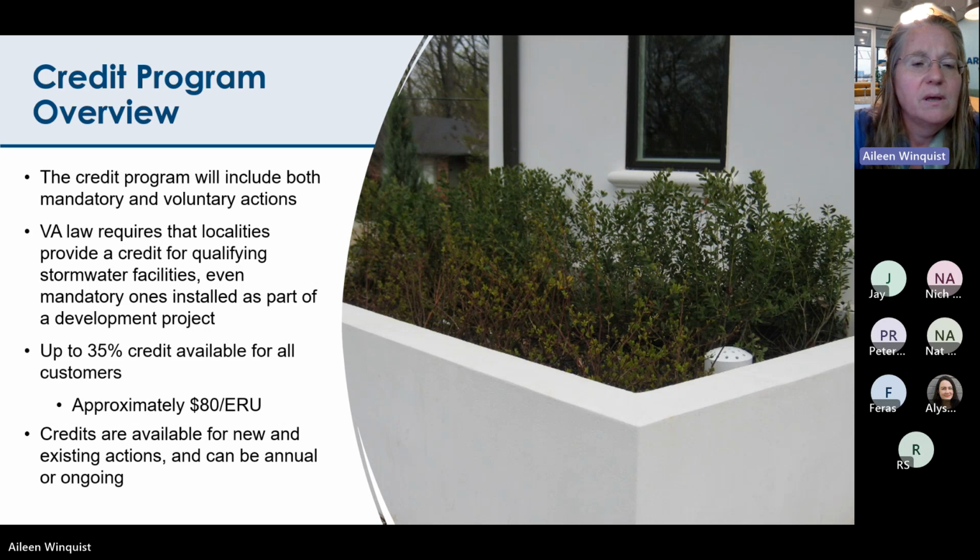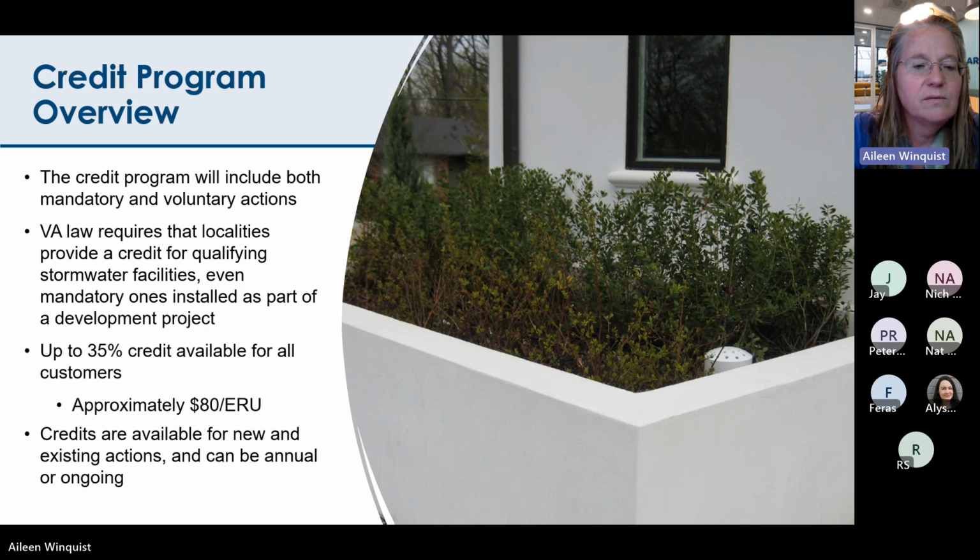So the credit program includes both mandatory and voluntary actions. So through Virginia law, there is a requirement that localities provide a credit for stormwater facilities, even ones that were installed as part of a development project. So those are the mandatory credits, and then voluntary credits are for things that people have chosen to do on a voluntary basis. So the credit program, as designed, offers up to 35% credit, which would be approximately about $80 per ERU based on that current rate.